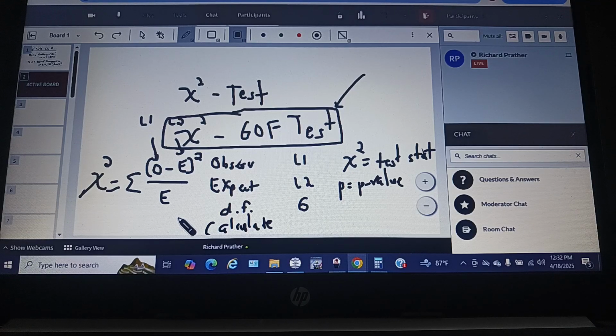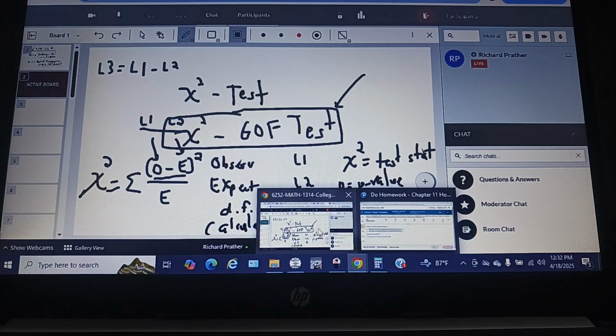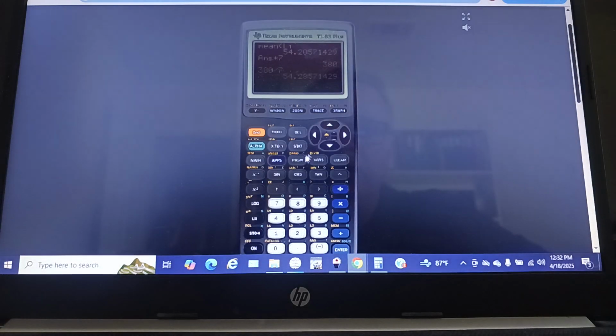So by the formula, if you just follow order of operations, you would do the parentheses first. So in L3, I need to do observed minus expected, which is L1 minus L2. If you don't have the GOF test, you just always do L1 minus L2 in L3. You basically wouldn't have to memorize it. You could just write the steps down. So go to the top of L3, not the first entry, the top, and tell it L1 minus L2. And it does all the subtractions for you.